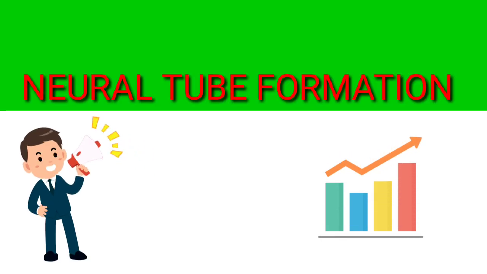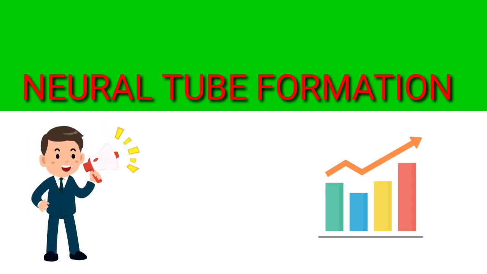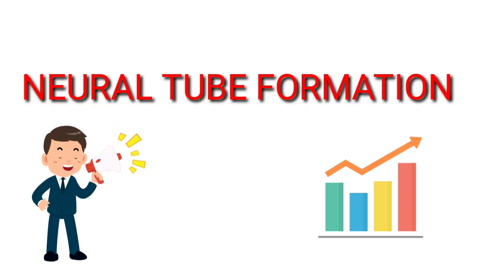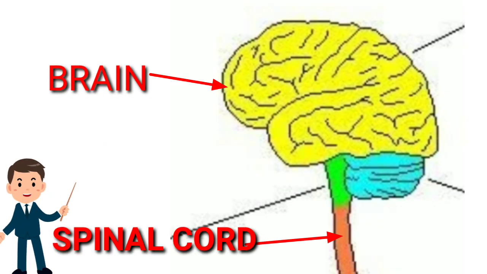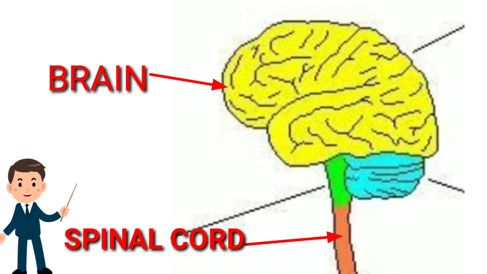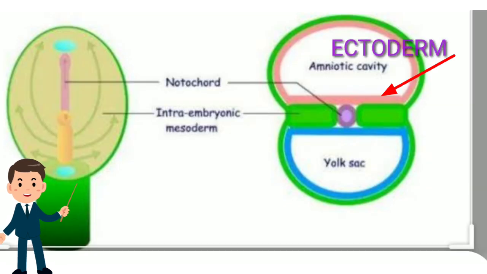Good morning everyone. In this video we are going to discuss the neural tube formation. It is an important event in embryogenesis. The neural tube gives rise to the brain and spinal cord. The whole of the nervous system is derived from the surface ectoderm covering the embryo.